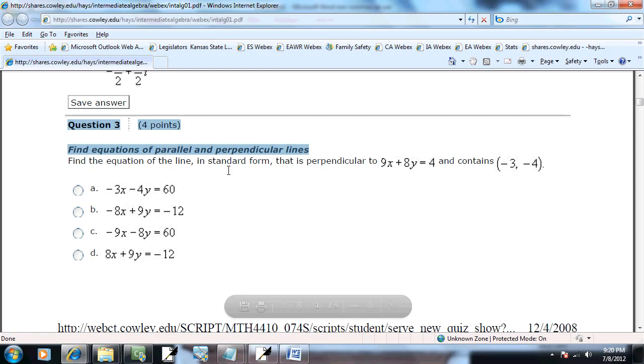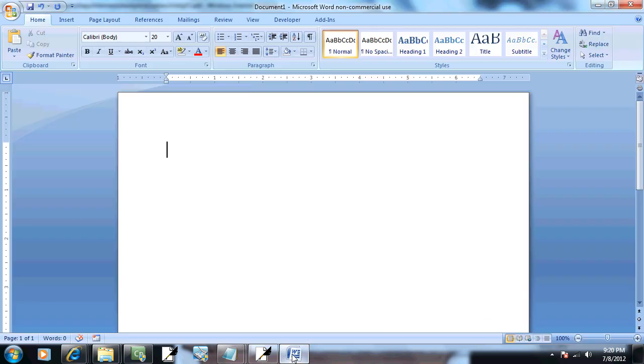Let's take a look at problem number 3. This is find an equation of a line given a line that's perpendicular and passes through a point. So let's refresh our memory. Finding the equation of the line perpendicular to a line and passing through a point.